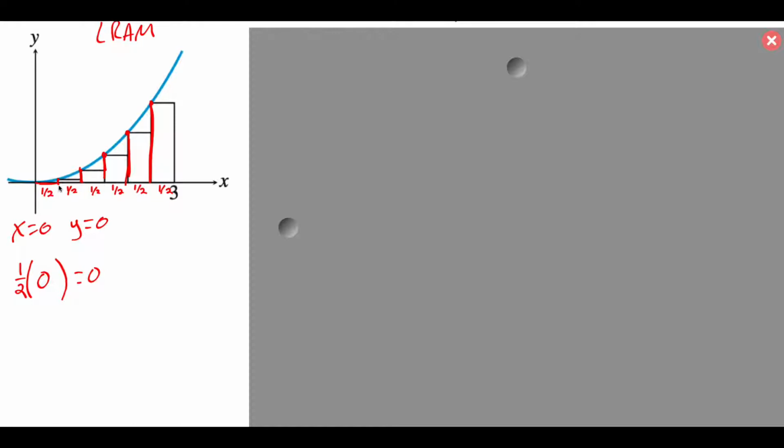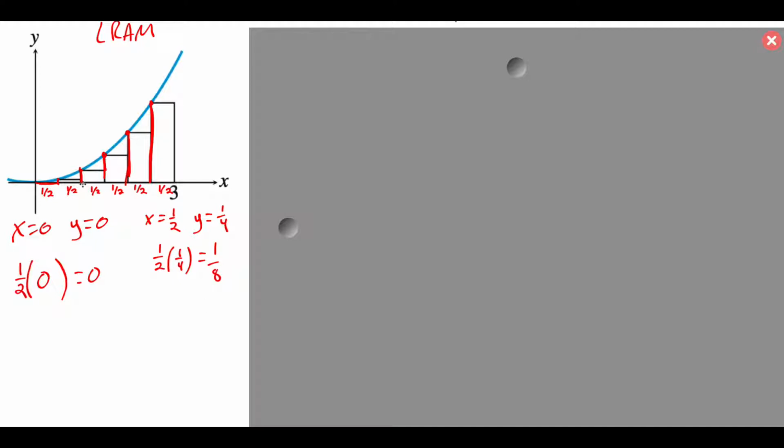Now if we look at our next x value, well, we said each of these rectangles was half a unit wide, so this next x value is at a half. And if I plug a half into my y equals x squared function, then I get a y value of 1/4. So taking a half times a fourth, that rectangle is going to give us an area of 1/8.